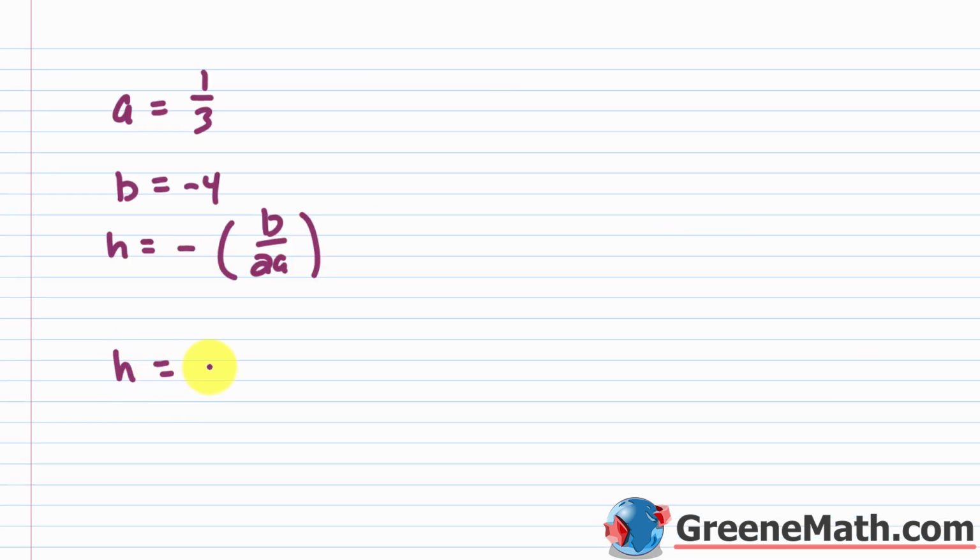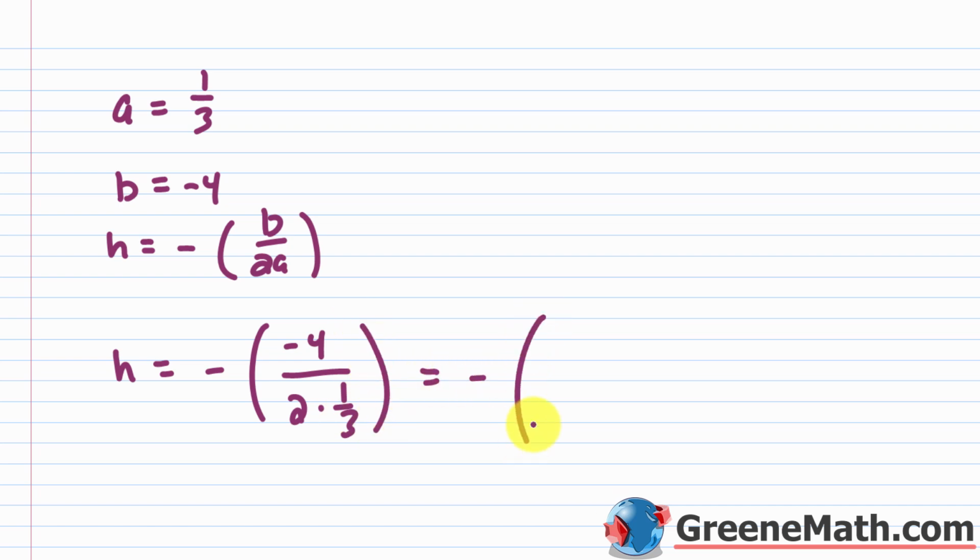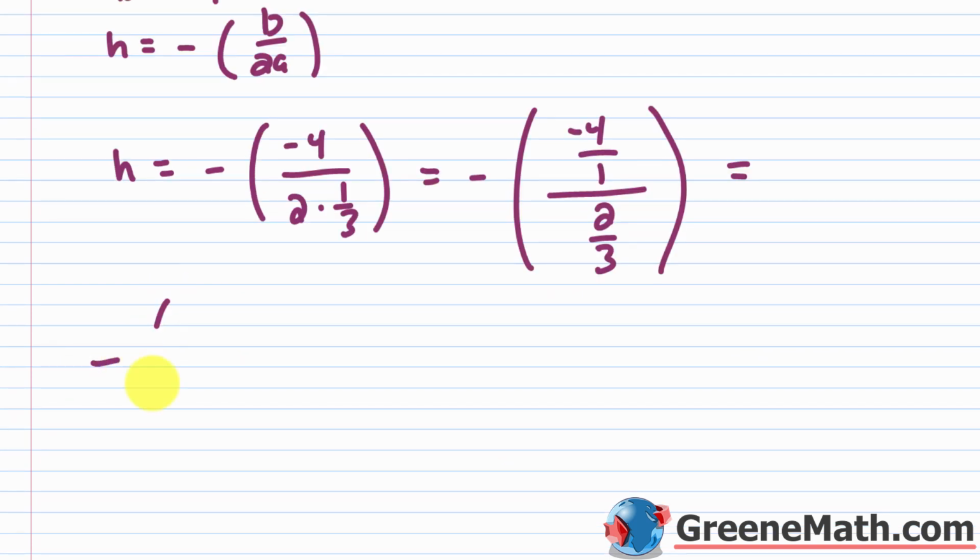So your h would be equal to the negative of, what is b? B is negative 4, and then over 2 times a. So this is 2 times 1/3. So this equals the negative of, you have negative 4, let's write that as negative 4 over 1, and then over 2 times a third is 2/3. Let me make this fit here. So this would be equal to, we'd have the negative of, I'm going to write negative 4 over 1 times the reciprocal of this. So this is 3/2. And let me close that down.